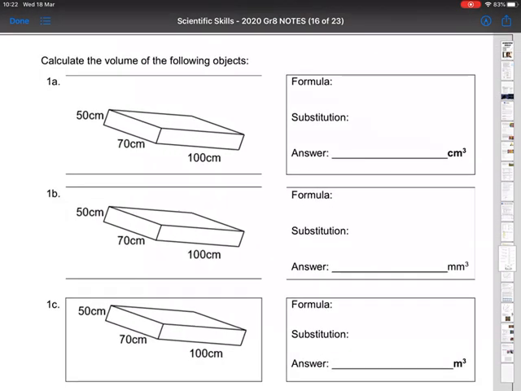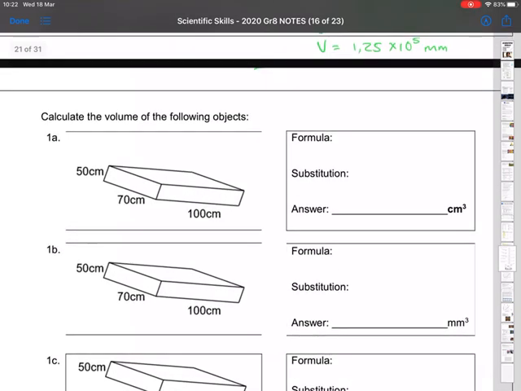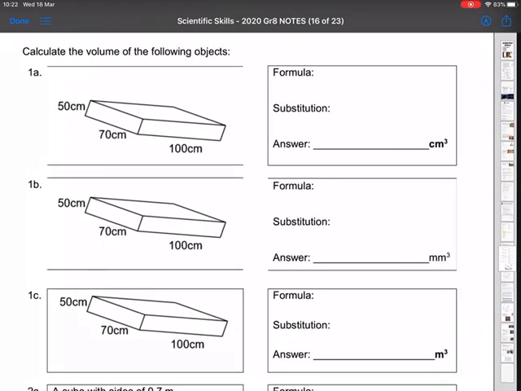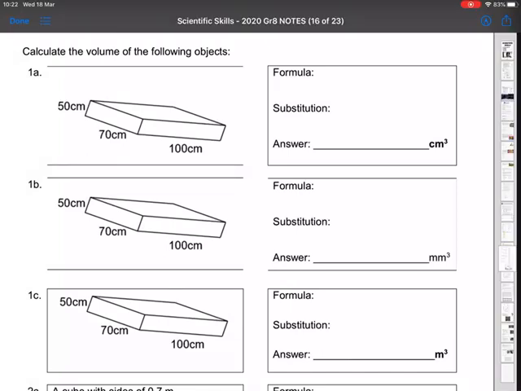Okay, so there's a little exercise here. We've got 1A, 1B, 1C, and then 2A and 2B. I'm going to do part of it with you, and you're going to do the rest on your own. So calculate the volume of the following objects. We've got a rectangular prism. Its sides are 50 centimeters by 70 centimeters by 100. You just have to work out what the volume will be in centimeters cubed.